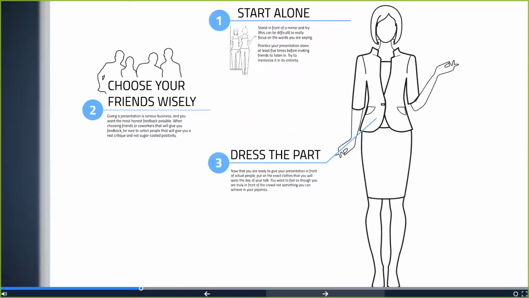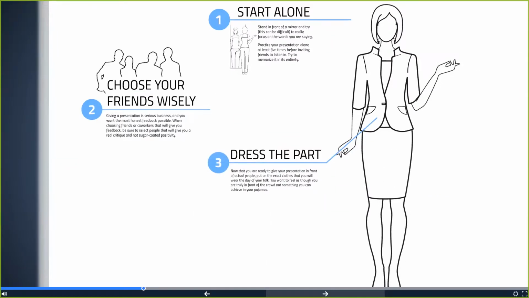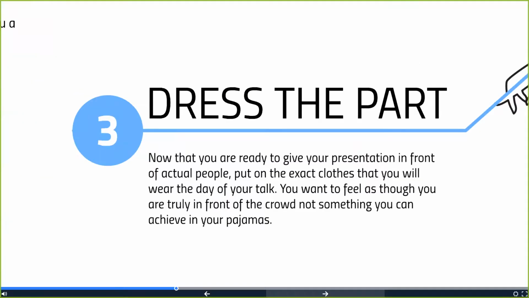Dress the part. How cool is that? Now that you're ready to give your presentation in front of actual people, put on the exact clothes that you'll wear the day of your talk. You want to feel as though you are truly in front of a crowd, not something you can achieve in your pajamas.